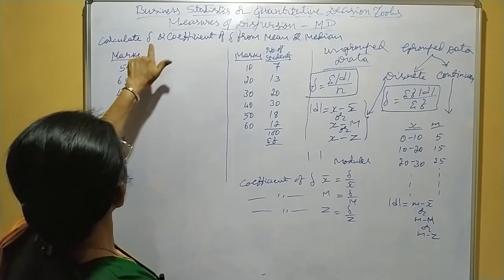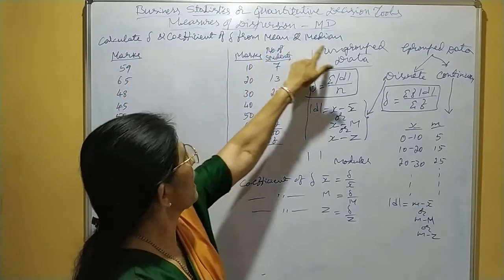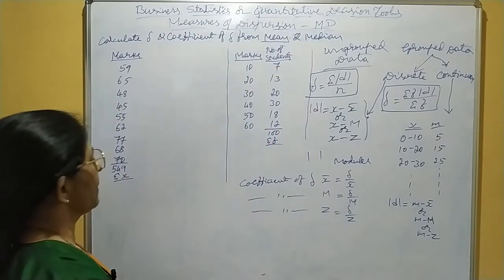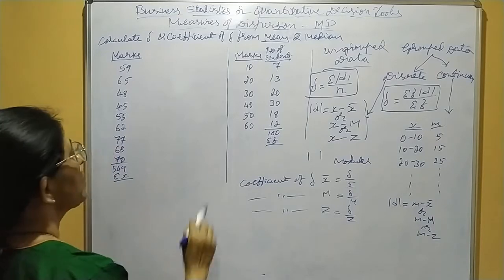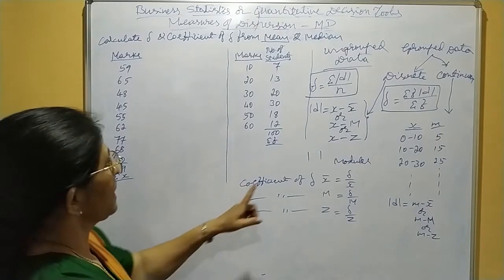Here it is given, calculate mean deviation and coefficient of mean deviation from mean and median. Let us take first mean. Okay. Now here to find out mean deviation from mean, modulus d is what?